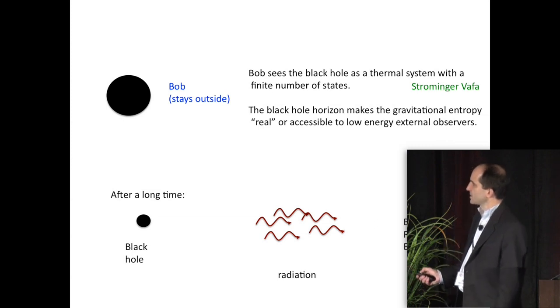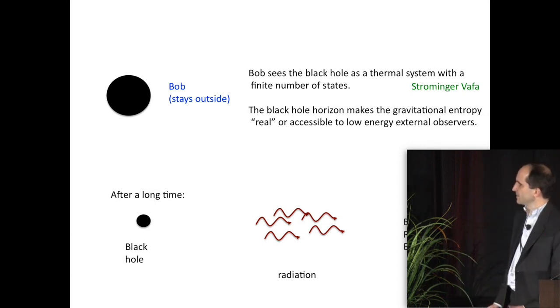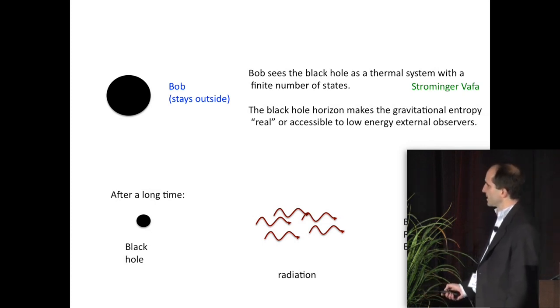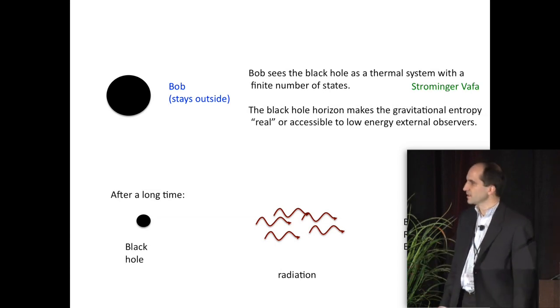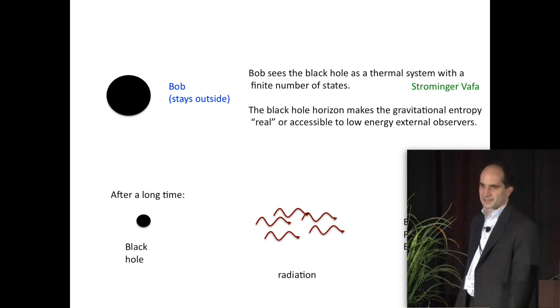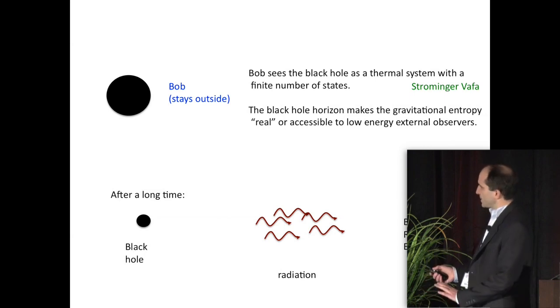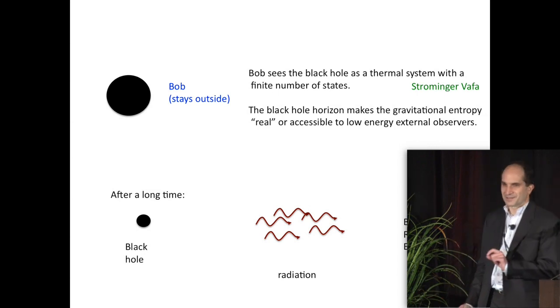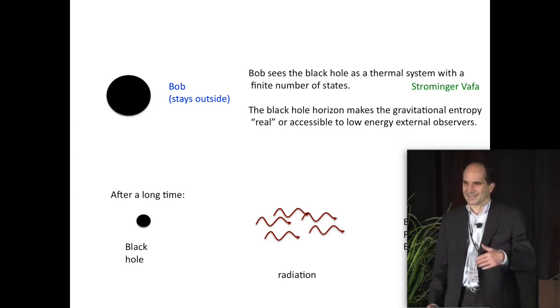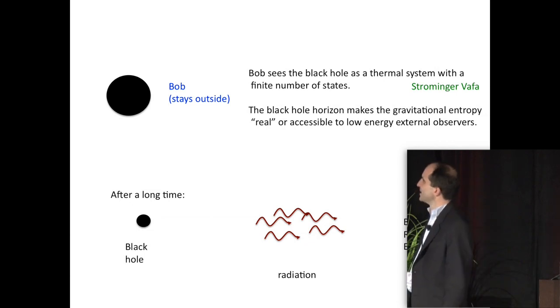Now, you can have situations where a black hole emits radiation, and after a long time, the black hole becomes entangled with the radiation. So you have two quantum systems, a black hole entangled with radiation. It's interesting to try to understand these situations where the black hole is entangled with a second system and what happens in these cases. This is an interesting case, but we'll first study a simplified case. As usual in physics, we try to understand the simple cases first and then move on to more complicated ones.